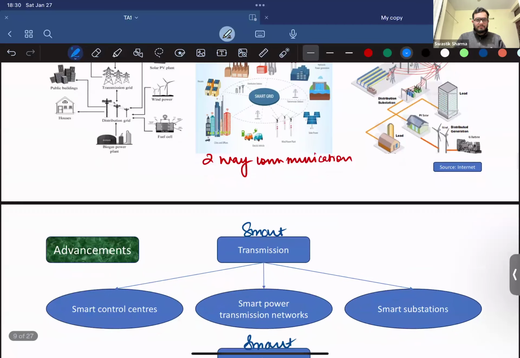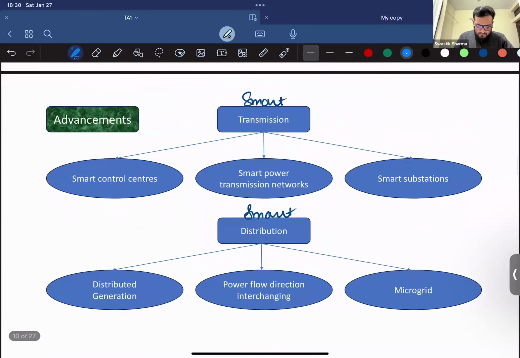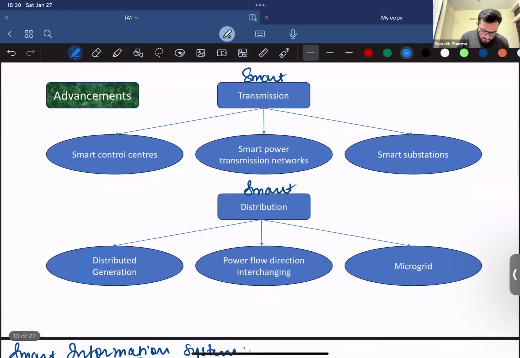So for this, we need advancements necessarily. These must be on the transmission side and the distribution side. For the transmission side, we need smart control centers, smart power transmission networks and smart substations. And for the distribution side, because of distributed generation, there should be a power flow direction interchange. Earlier, as I told you, in the conventional power grid the distribution side is passive, in the sense that they only consume electricity. But now the distribution side is becoming more and more active.